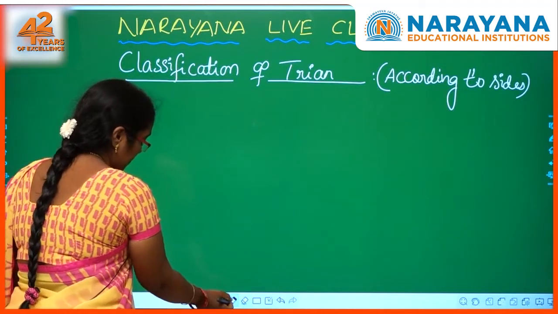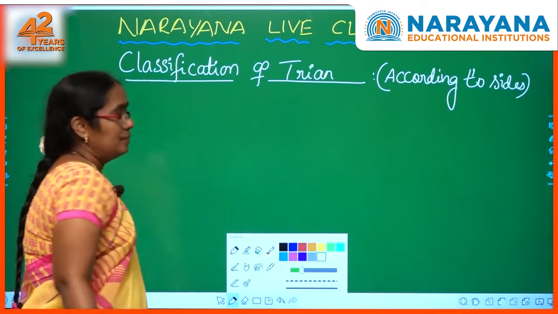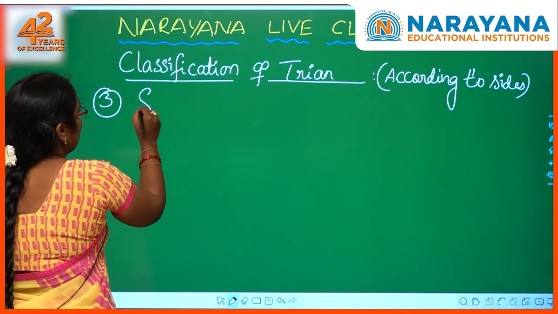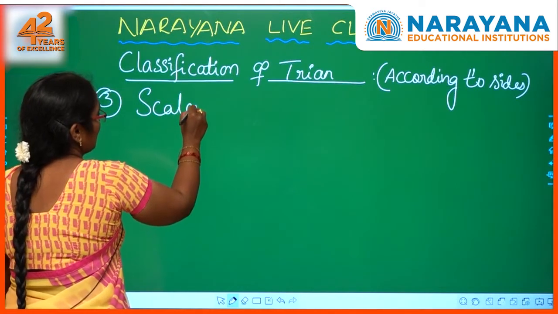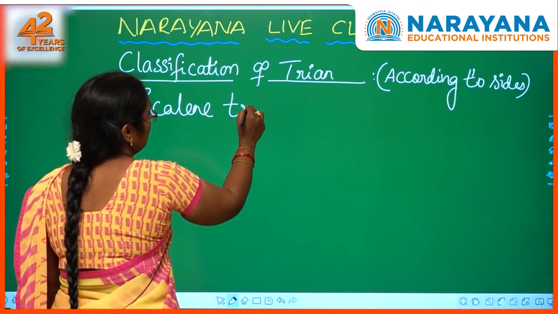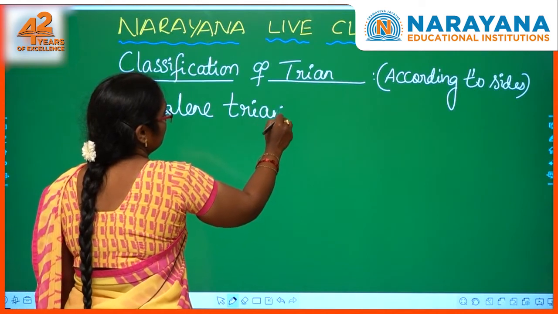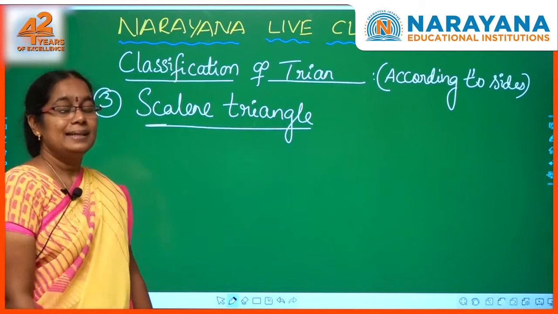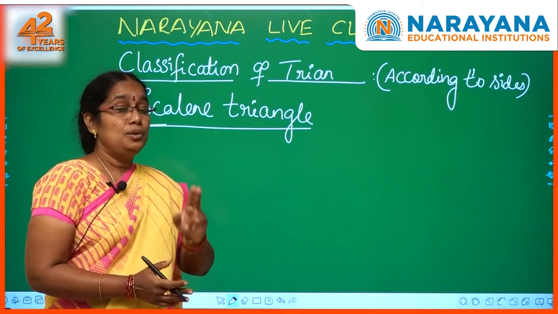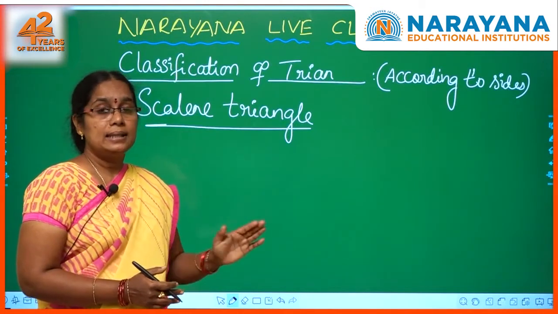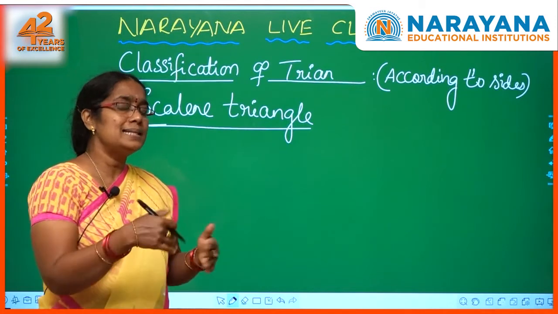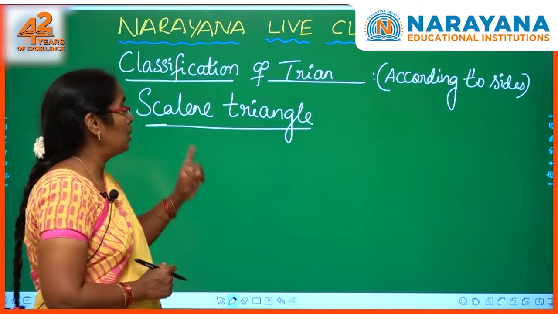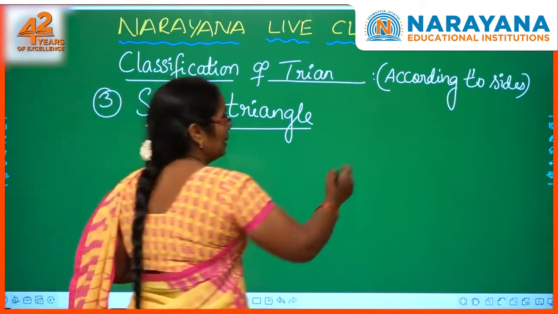Next, the third one is scalene triangle. What is meant by scalene triangle? In a triangle, if no two sides are equal, means all the three sides will be with different measures, then such a triangle is called a scalene triangle.